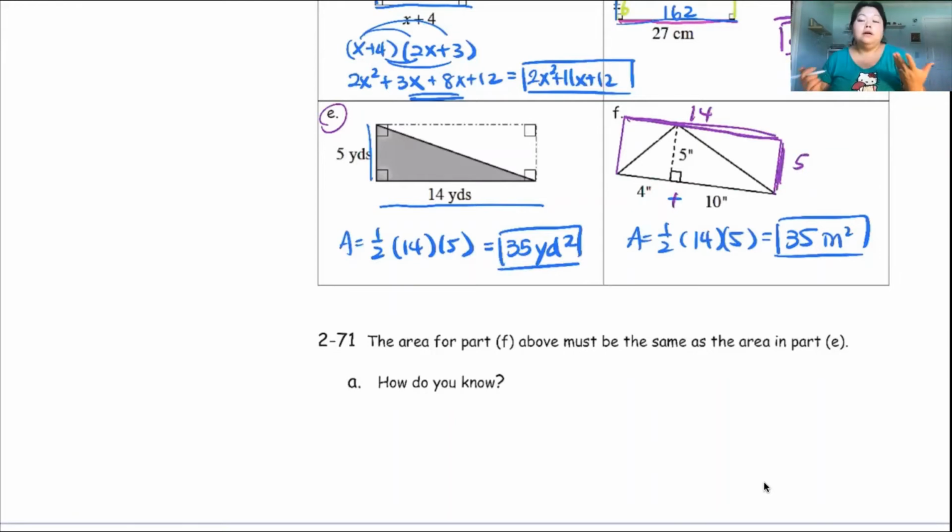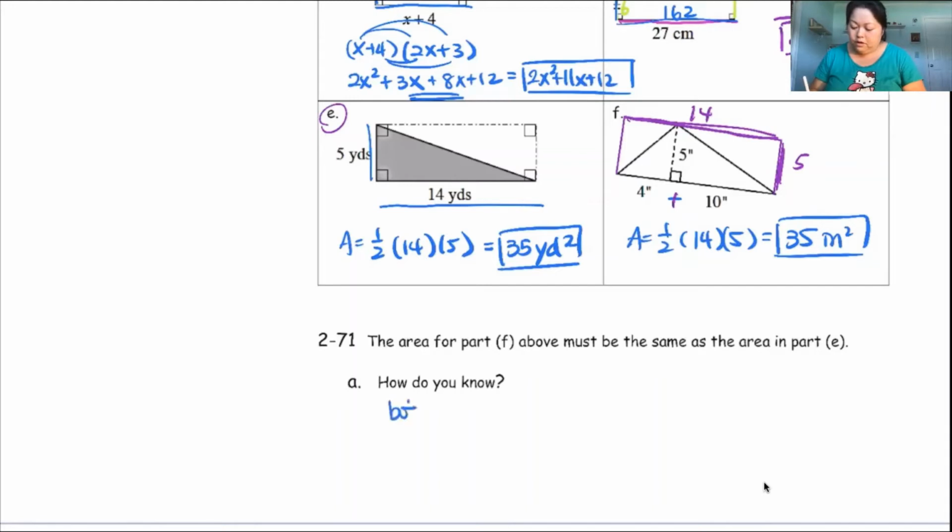Even though the triangles didn't look exactly the same, when we convert them into a rectangle, they are exactly the same in terms of the measurements. So both have 14 as a base, inches or yards, and then both have 5 as their height, inches or yards, all right? So how do we know?